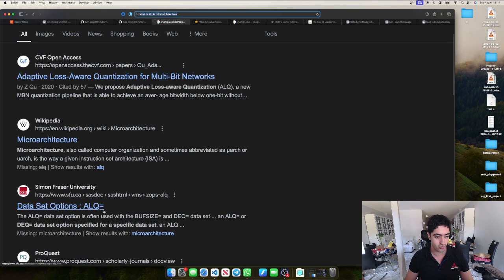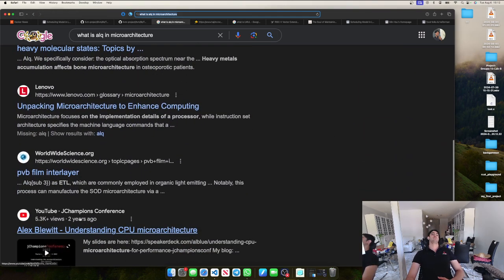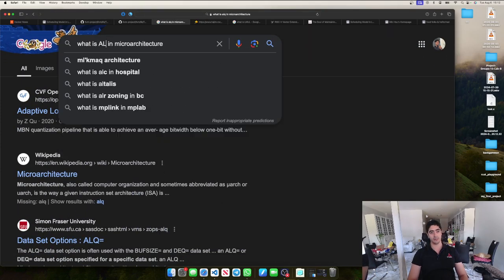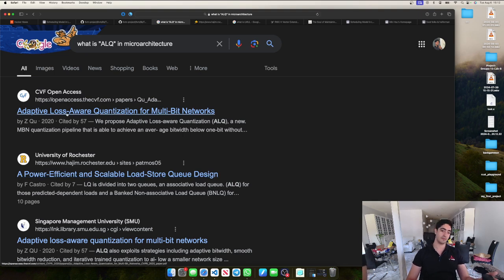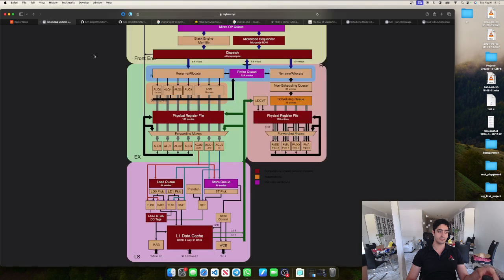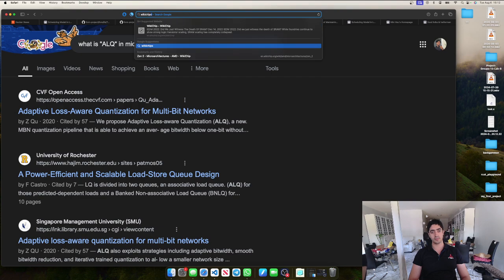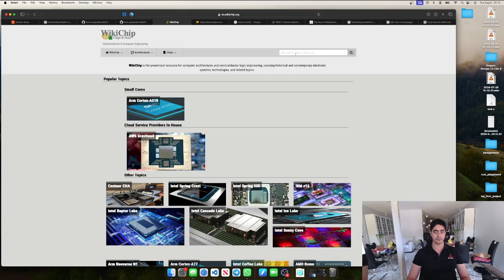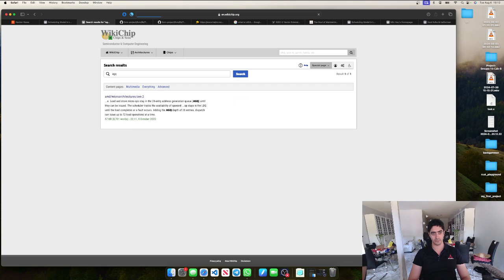Whew. It's not there, guys. Maybe I'm looking at the wrong thing. Adaptive loss over quantization. That's not it. Schedulers. AGQ. WikiChip. Here we go. AGQ. No. AGQ. Address generation queue. Oh, here we go.